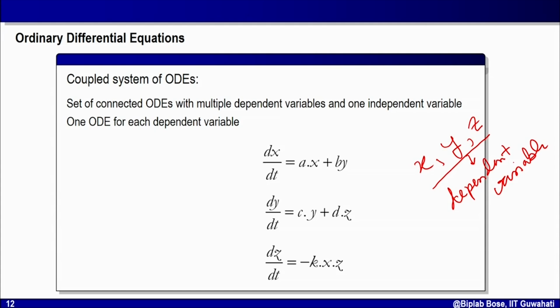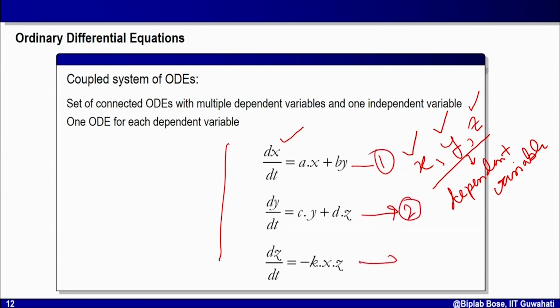For this type of system, we have to write a separate derivative for each of these variables. So I will write one derivative for x, that means dx dt. I will write a separate derivative for y, that means dy dt, and I will also make a separate derivative for z. If you see the example, the first ODE is for dx dt. This is my first ODE. The second ODE is for dy dt, and the third one is for dz dt. 3 dependent variables, 3 ODEs. This system is called a set of ODEs because I have more than one ODE.